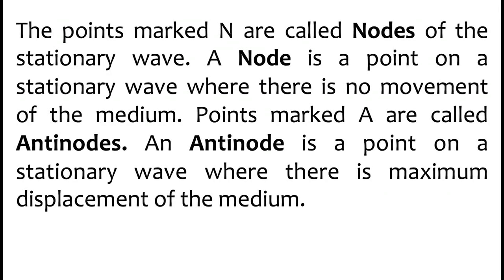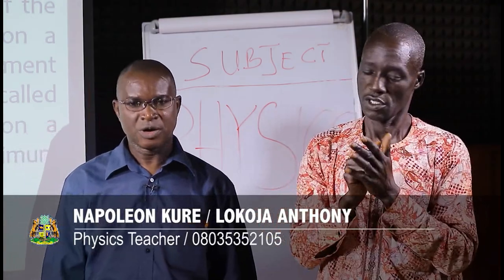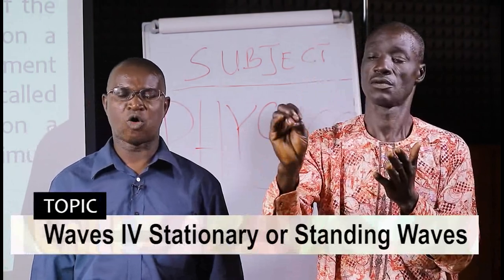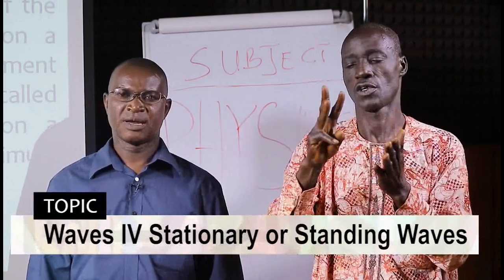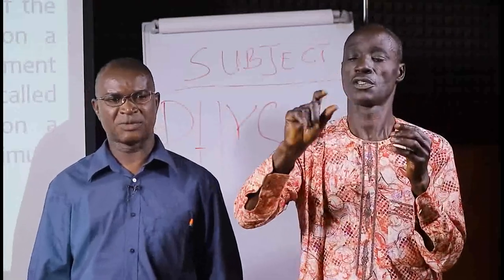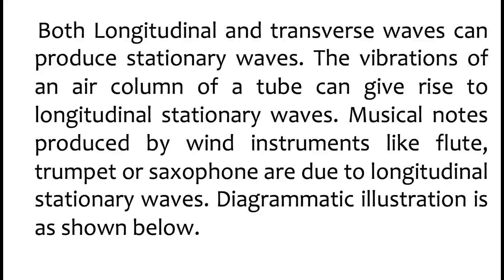On the other hand, we have points marked A and are called antinodes. Anti means opposite, the opposite of node. And an antinode is a point of a stationary wave where there is maximum displacement of the medium. We can say a node is a point on a stationary wave where there is no displacement or minimum displacement of the medium, and an antinode, the opposite, is a point on the stationary wave where there is maximum displacement of the medium. Capital A for antinode, capital N for node.